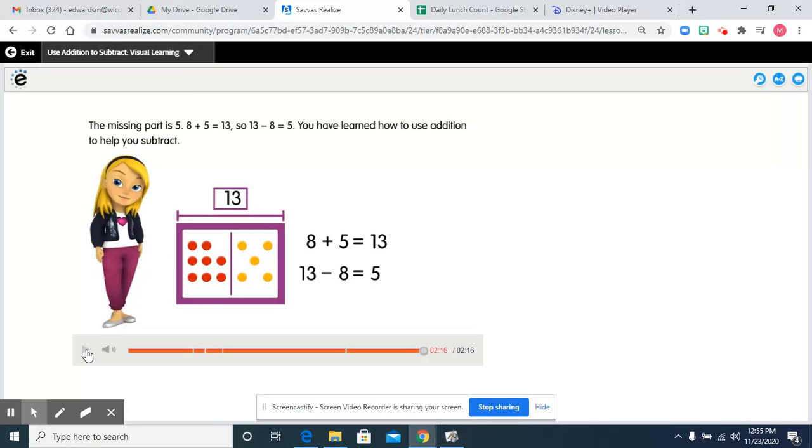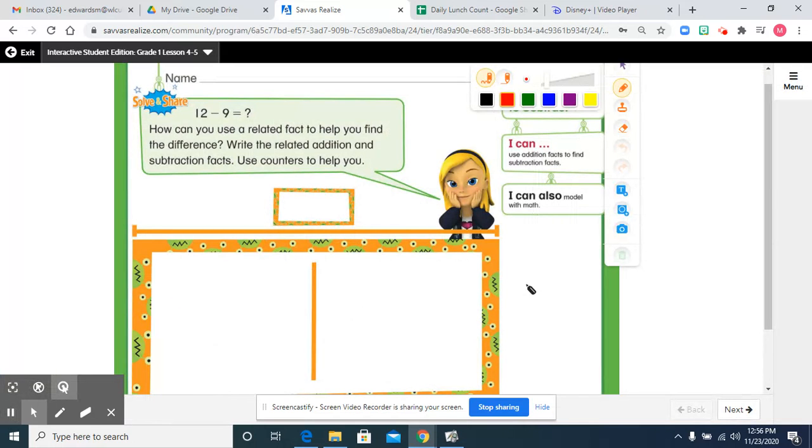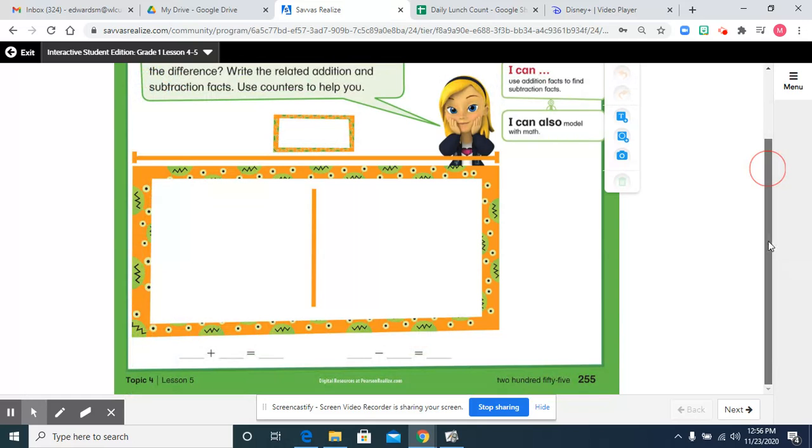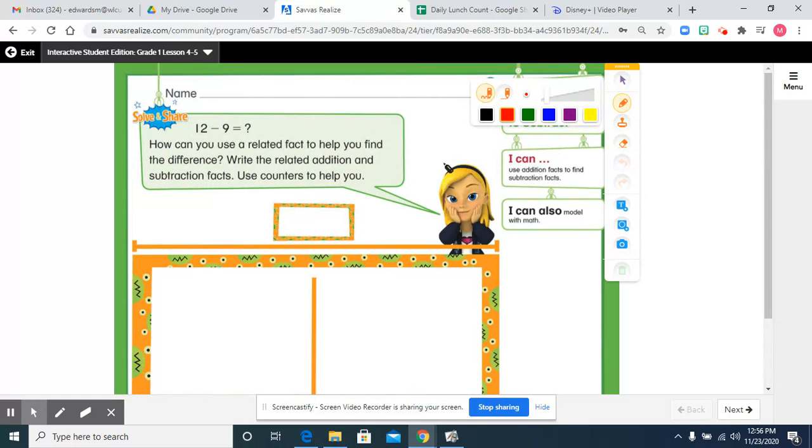You need to get out your Volume 1 math workbook, and you're going to turn to page 255 and make sure you have a pencil. If you're on page 255, it should look like this. Let's read the directions to figure out what we have to do on this page. 12 minus 9 equals blank. How can you use a related fact to help you find the difference? Now remember, the difference is the answer to a subtraction problem. Write the related addition and subtraction facts. Use counters to help you.